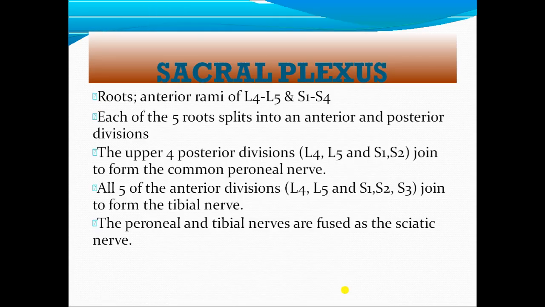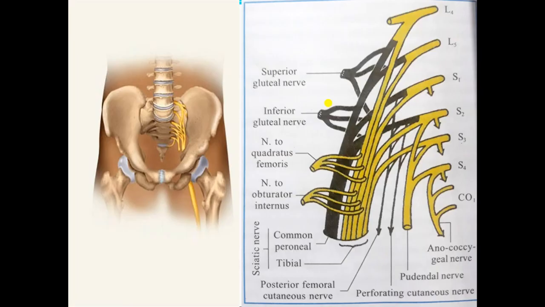Now we'll see the sacral plexus. Already I told you the sacral plexus is formed by the ventral rami or anterior rami of L4, L5, S1, S2, S3, S4 nerves. When you see the sacral plexus in this diagram, you can understand. First is the L4 nerve.